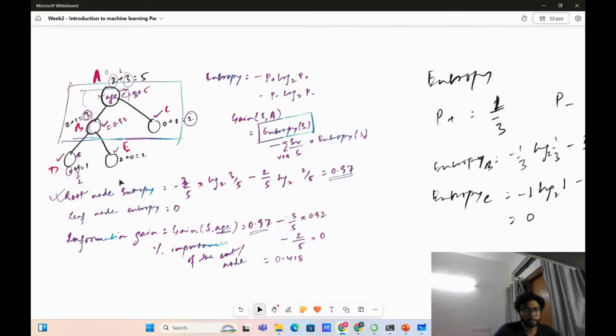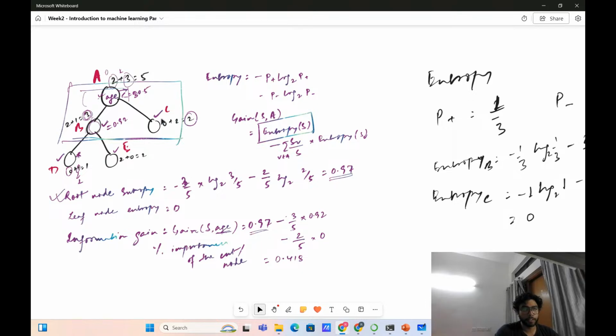As I was saying, in this case the leaf node entropy is 0, because in the leaf node you have all the samples in one category, either positive or negative. So in this case, let's say in node C, there are no samples with result 0. There are only samples with result 1. There are two samples with result 1. That's why your leaf node entropy is 0.